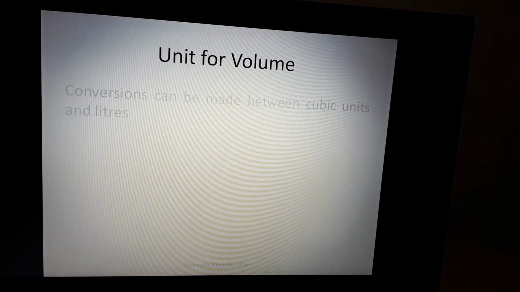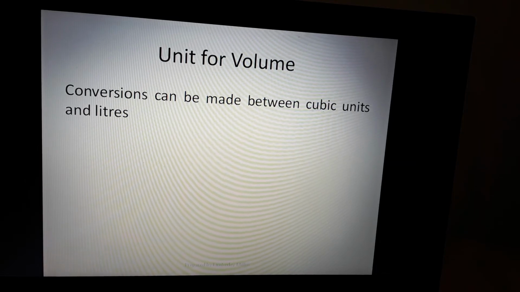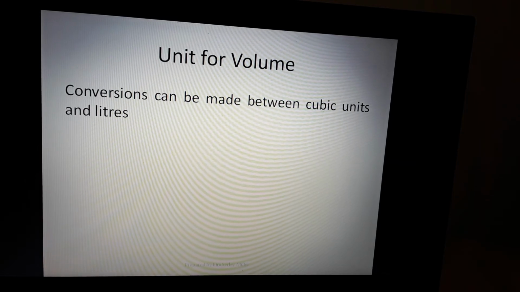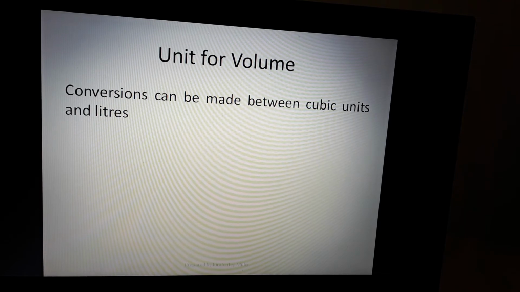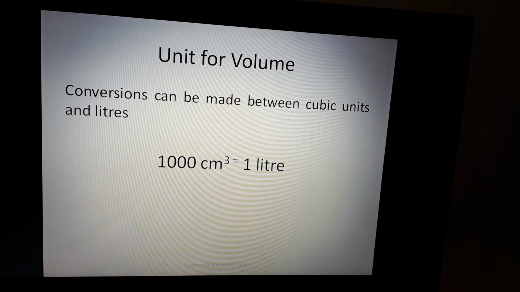Units for volume include cubic units, whether it is centimeters cubed, meters cubed, millimeters cubed, or the volume can be in liters. The conversion between the two is 1000 centimeters cubed is equal to 1 liter.